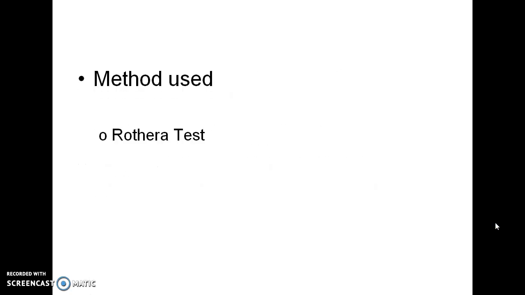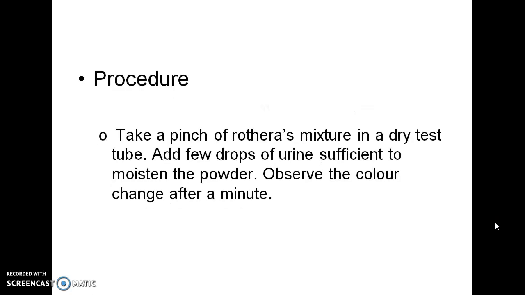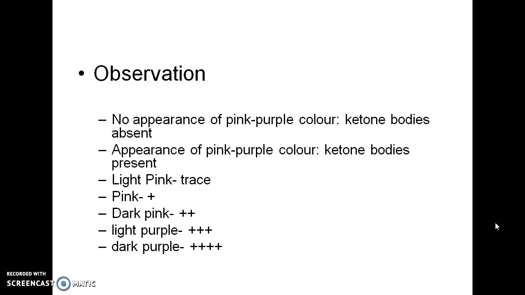The method used is Rothera's test. The principle involved is that nitroprusside reacts with acetone and acetoacetic acid in the presence of an alkali, ammonium hydroxide, to produce a purple colored complex. Take a pinch of Rothera's mixture in a dry test tube, add a few drops of urine sufficient to moisten the powder. Observe the color change after a minute.